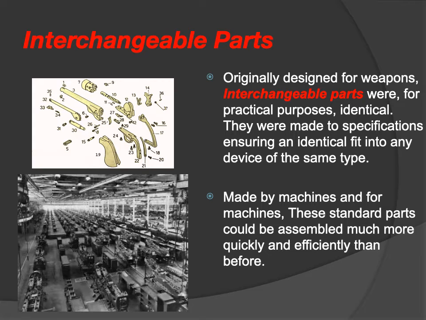Originally designed for weapons, interchangeable parts were for practical purposes. Each part is identical. They were made to specifications, ensuring that they were identical to fit any type of device of the same type. Again, probably one of the major ways we think of interchangeable parts today would be like our auto parts. Could you imagine how expensive it would be if you had to go get say a new alternator and it had to be custom built for your car because there wasn't the ability of interchangeable parts? The ability that manufacturers and part manufacturers can mass produce an alternator for your car makes it so much cheaper to have that part and to fix your car.